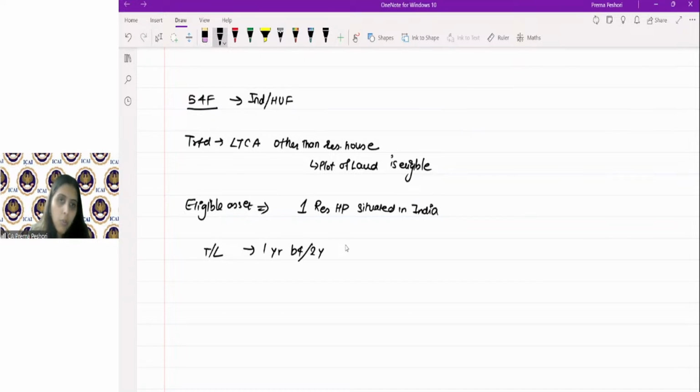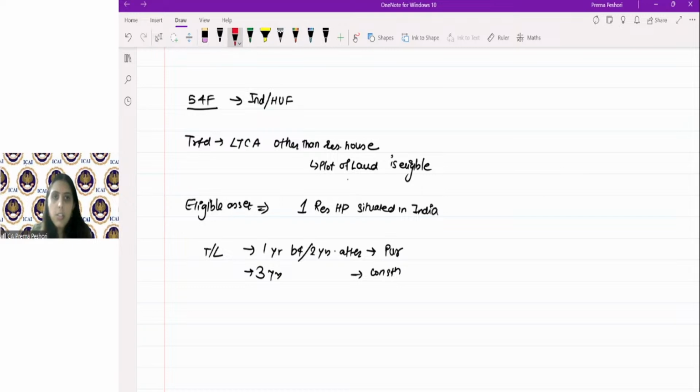1 year before or 2 years after in case of purchase, or 3 years in case of construction. And here the condition is that the assessee should not have more than one residential house. The assessee should not own more than one residential house on the date of transfer other than the one which he is purchasing. So he should have only one residential house at the moment.